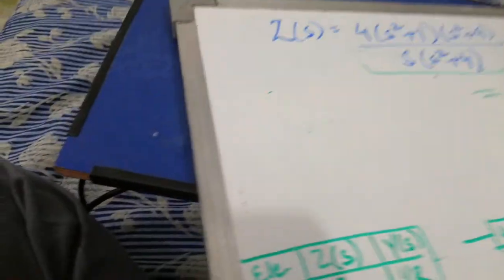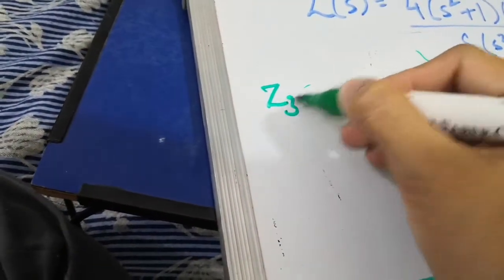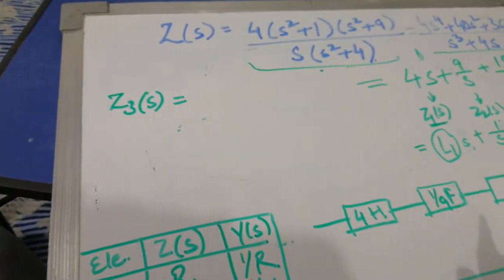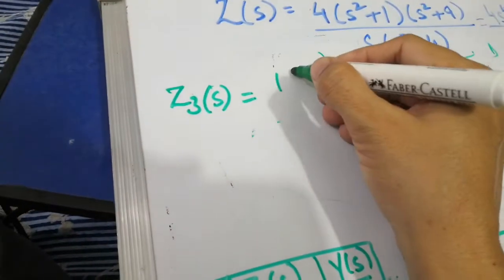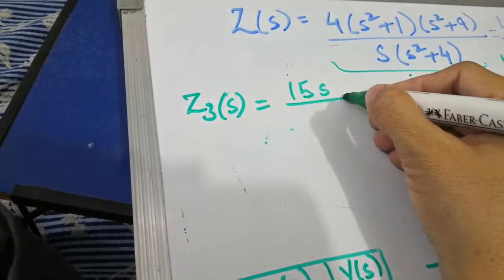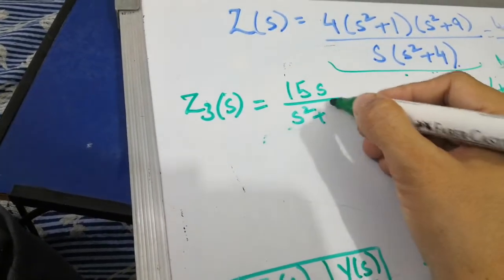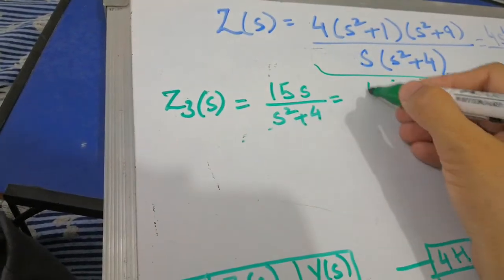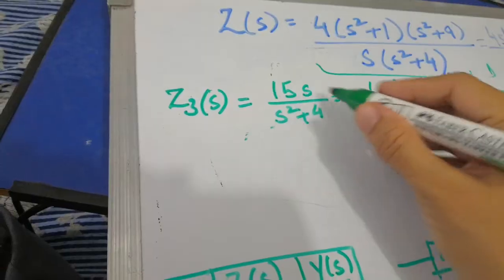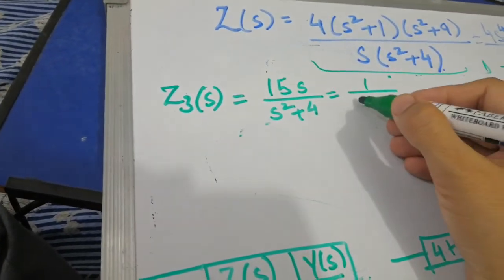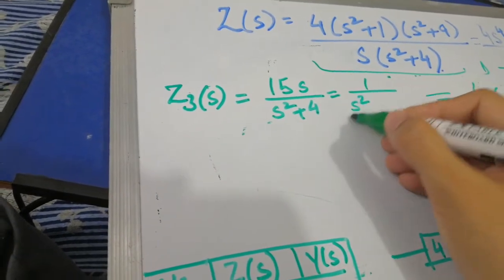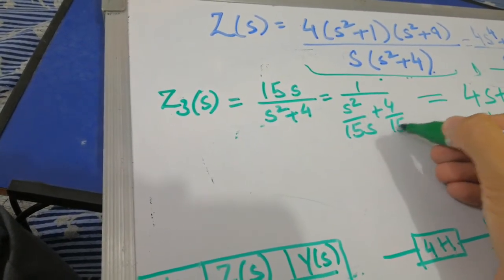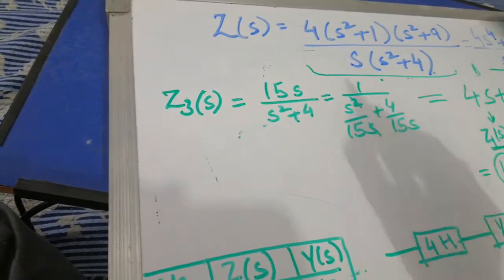Now mind it, Z3 is not in the simple form, because wherever an addition sign is there, that means we have to separate it out. So I'm going to write it like this, 15S upon S square plus 4. And now I am going to take 15s in the denominator, so this becomes S square upon 15s plus 4 upon 15s. This cancels out.